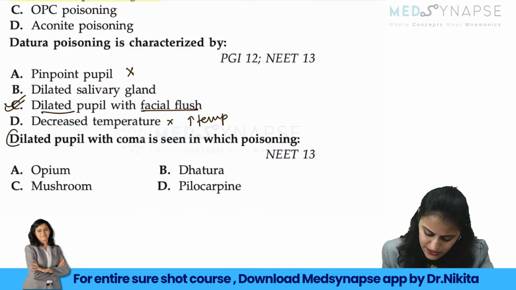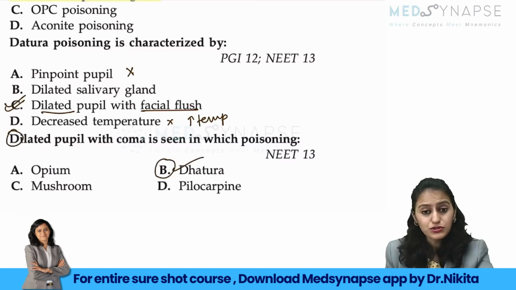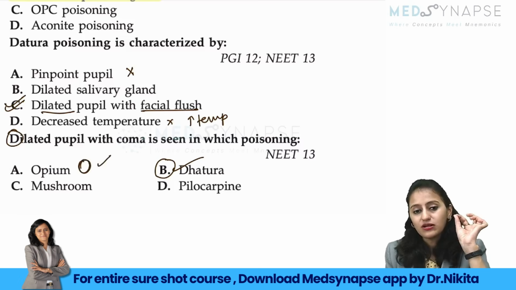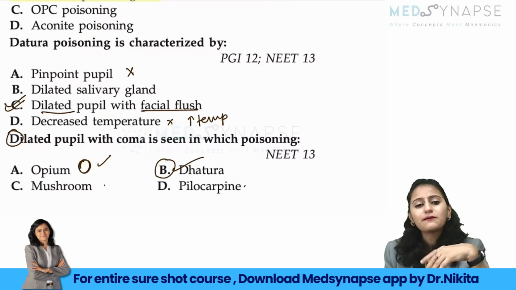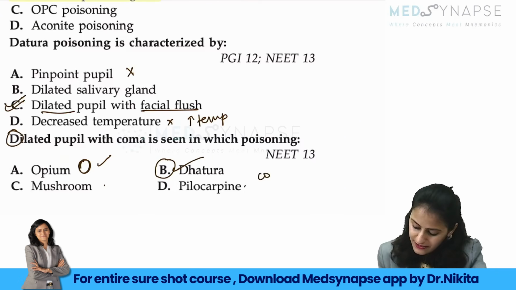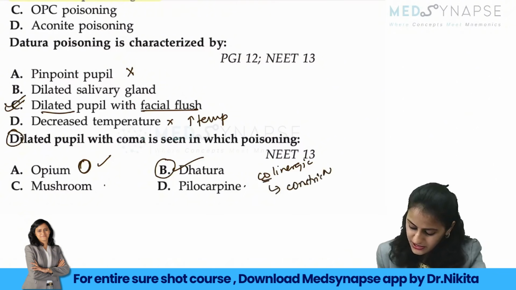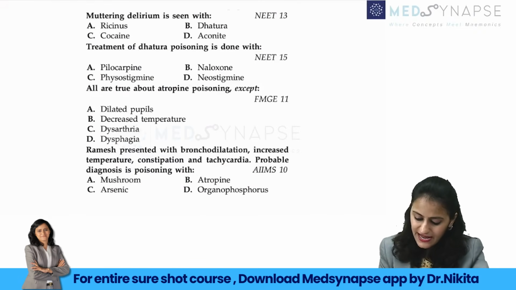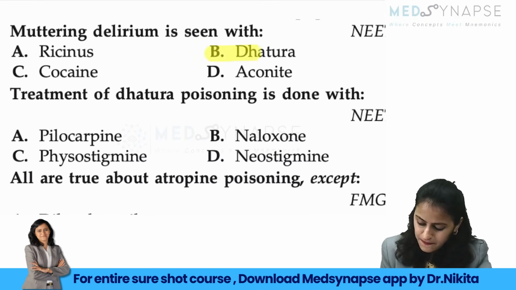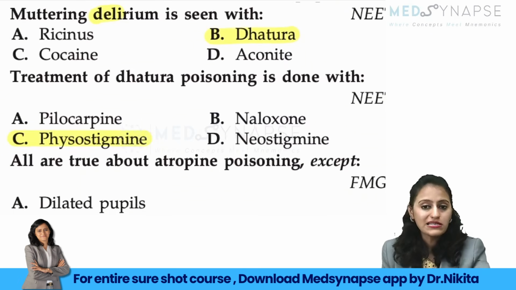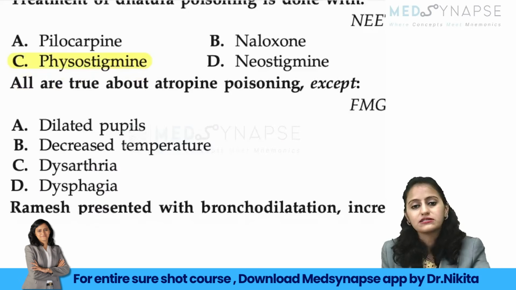Dilated pupil is seen with the 4Ds, dilated pupil is seen with Datura. Opium causes constricted pupil. Mushroom, pilocarpine, all these are cholinergic, and cause constriction. So remember that cholinergic, you can write it like this, cholinergic, CO causes constriction. So pilocarpine and mushroom will cause constriction. The next one, muttering delirium is seen with Datura, DD. Treatment of Datura poisoning is done with physostigmine, an acetylcholinesterase inhibitor crossing the brain.